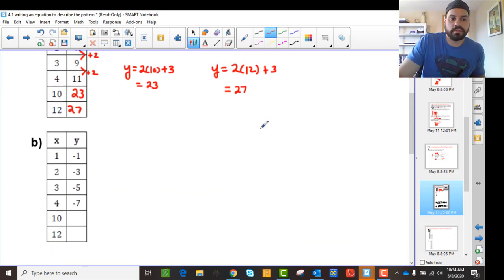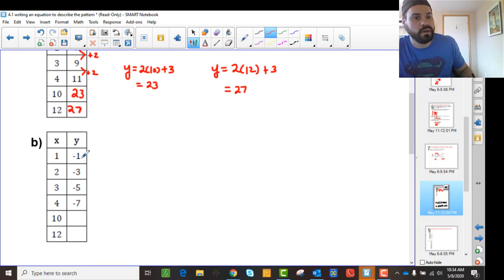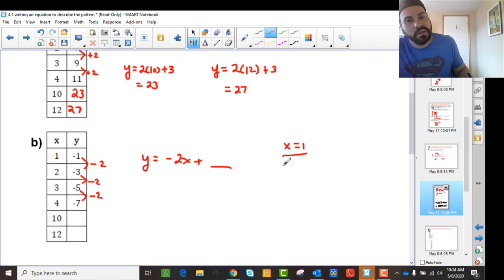Okay, let's do another example. So here's another example. You notice again, it's going down by 2 now. All right, so it's going minus 2, minus 2, minus 2. So my equation is going to be y is equal to minus 2x plus something. All right, I got to figure out what that something is. So in order to do that, I take x equals 1, and I say y, if we just use minus 2x, I would get minus 2, right? But it's not minus 2. It's minus 1. So in order to get minus 2 to be minus 1, I have to add 1, which means this is going to be plus 1. So it's minus 2x plus 1.